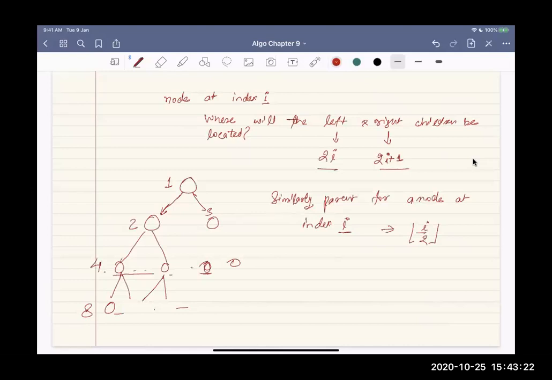Very nice. So we saw the heap property and we saw that I can represent a heap using arrays. Now, what are the operations I can do?